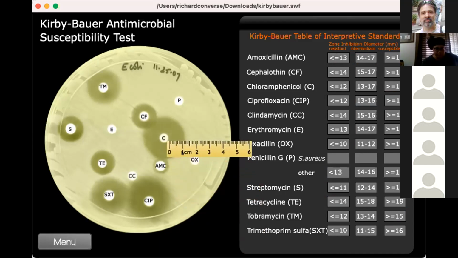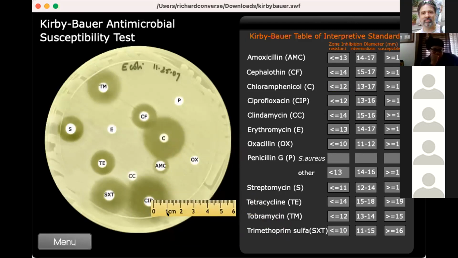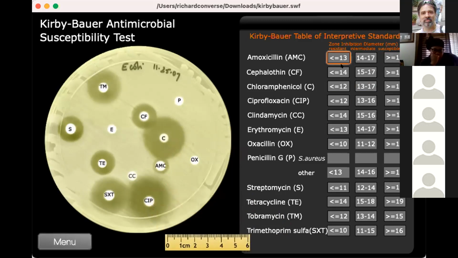So if I was to measure this one, this looks like 2 centimeters, which would be 20 millimeters. I'm sorry, it looks like 12 millimeters, right? So for C, which is chloramphenicol, I'm at 12. So this would be a poor choice actually, because this is resistant, okay? So that's how you do it. You just measure, record the number, and then figure out who's resistant.